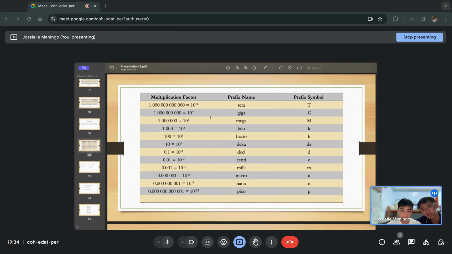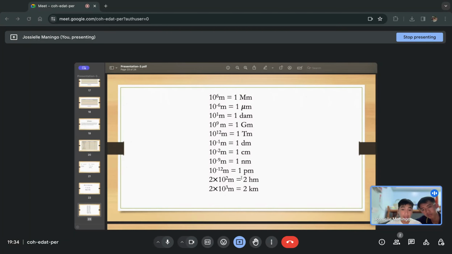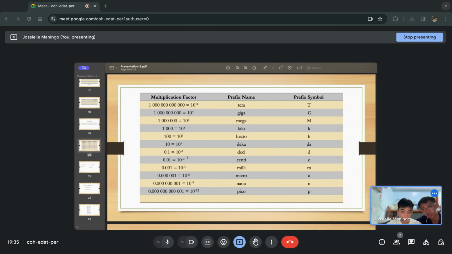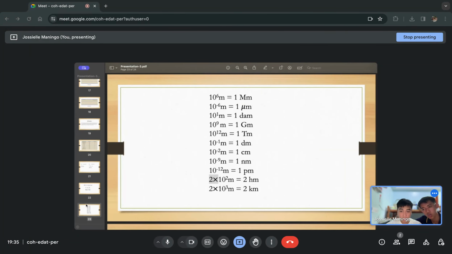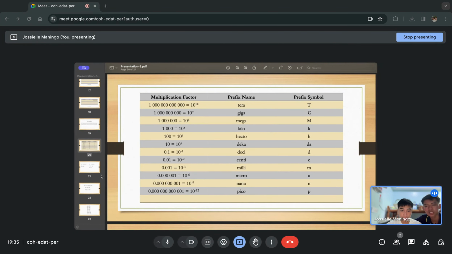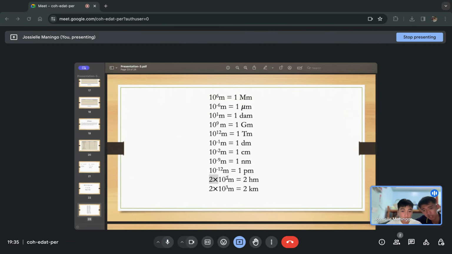Those are in the table, so familiarize yourselves with them. For 2 times 10 to the power of 2 meter, you can set aside the meter. 10 to the power of 2 is hecto. So it's hectometer, and the symbol is H. 2 hectometer. Just remember that 10 to the power of 3 is kilo, and 2 times kilometer is equivalent to 2 kilometer.